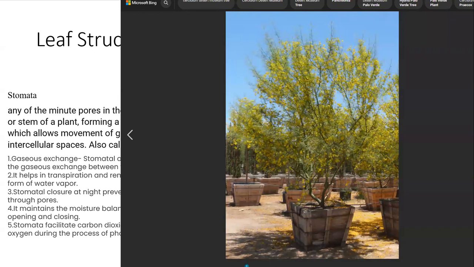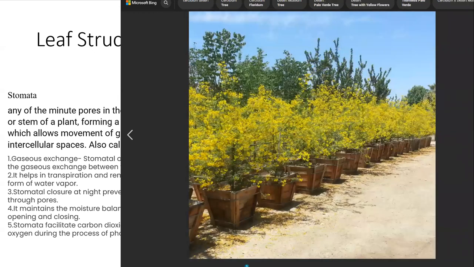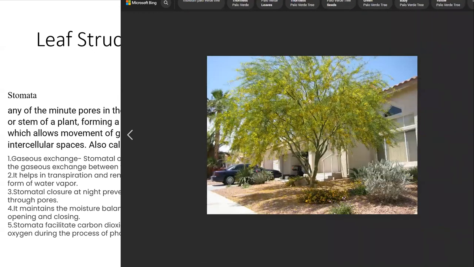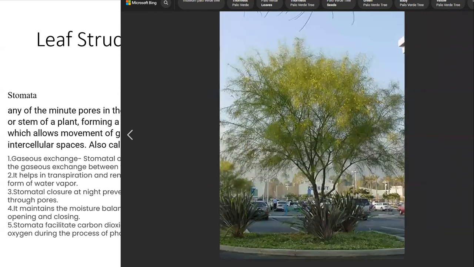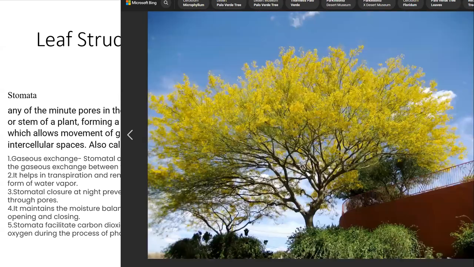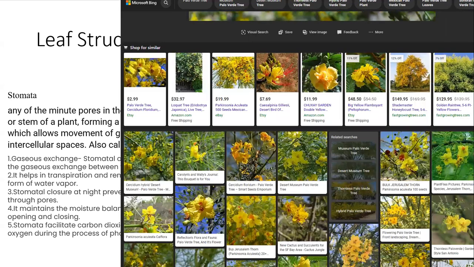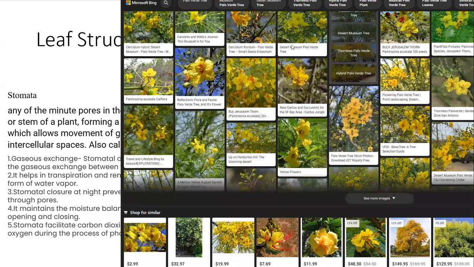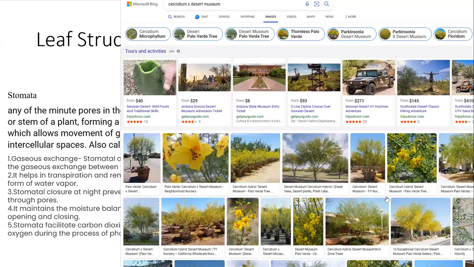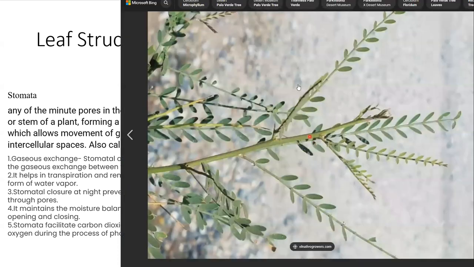So the Cercidium is a really, really cool plant. Clearly, it's a very low water use plant. It has beautiful yellow flowers in the spring. It's a very, very fine textured plant with a beautiful green trunk and stems. Now, one of the really cool parts of this plant, beyond the overall appearance, which is super cool, is that you can see this green stem.